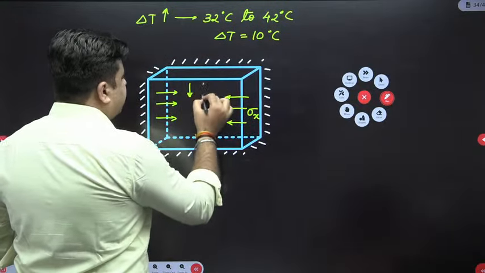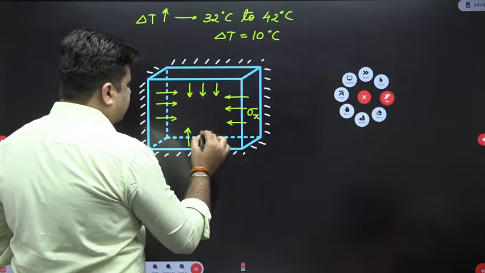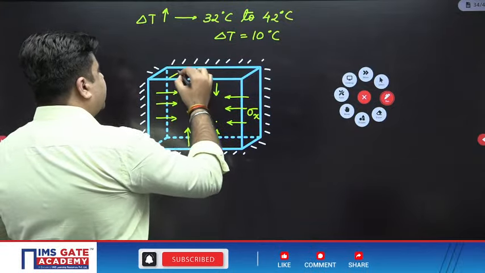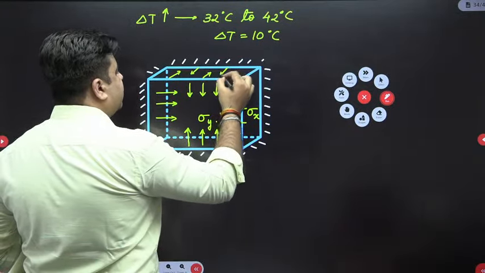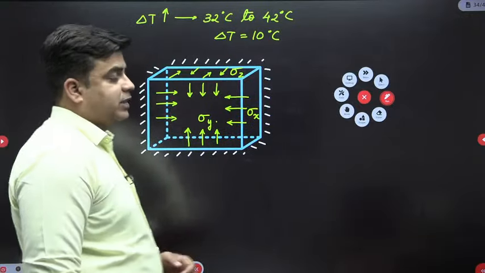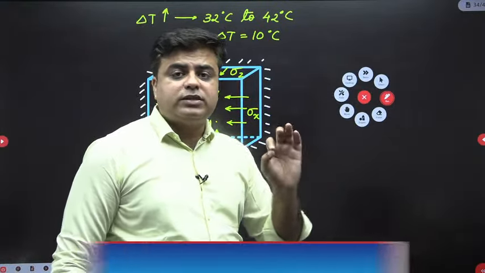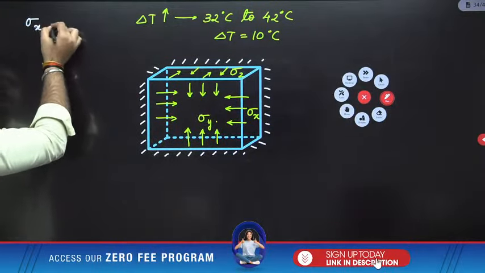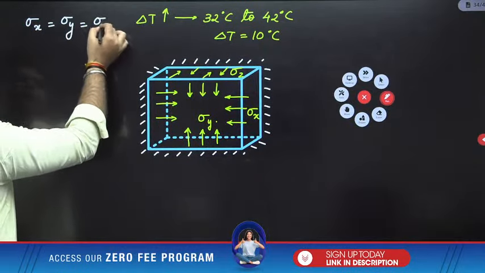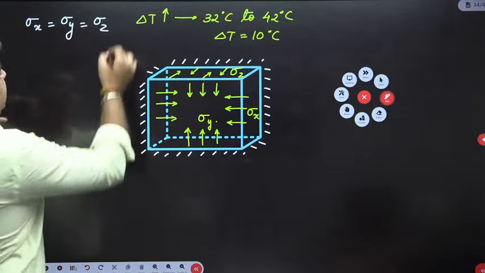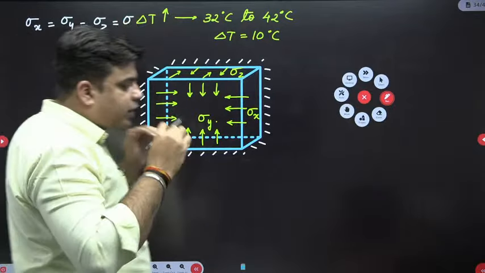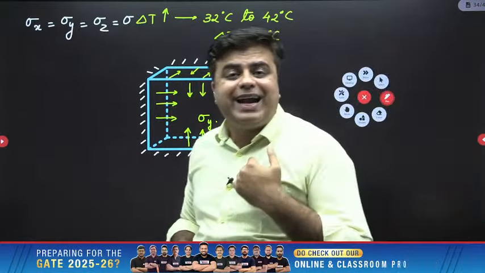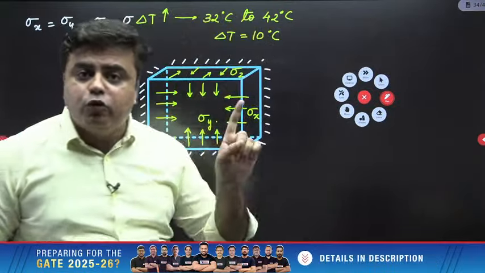Similarly, compressive thermal stresses are induced along the Y direction, and similarly, compressive thermal stresses are induced along the Z direction. I said, all these thermal stresses induced are the property of the material, meaning sigma x is equal to sigma y is equal to sigma z. Just for writing the equation, I write it like sigma x, sigma y and sigma z, so that while writing the equation, I don't get confused at any point.